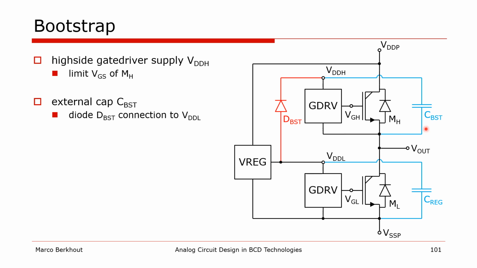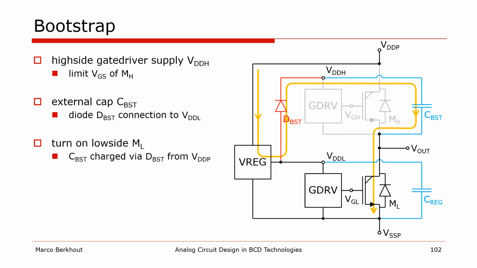And this is where the on-chip diodes come into play, that are connected between the low side and the high side gate driver supplies. Each time that the low side power FET turns on, the output node is pulled down to VSSP and the bootstrap capacitor is recharged through the bootstrap diode to a voltage near VDDL. This recharge current is provided by the regulator and drawn from the main power supply.